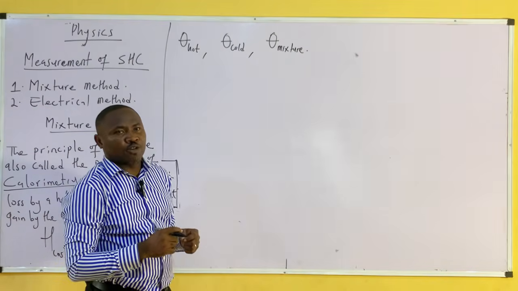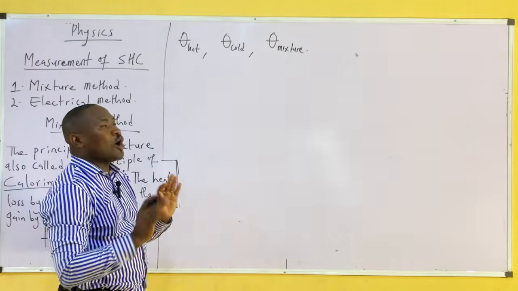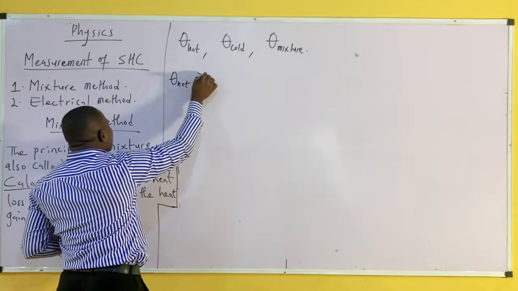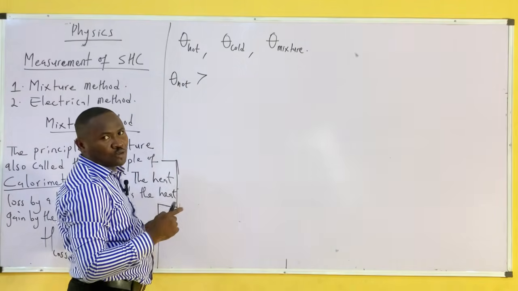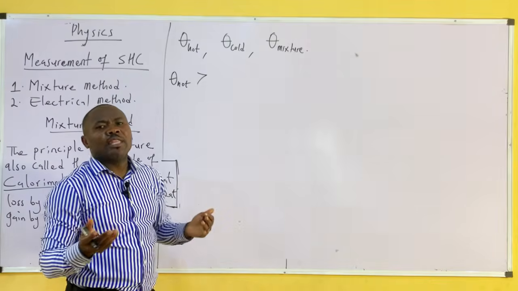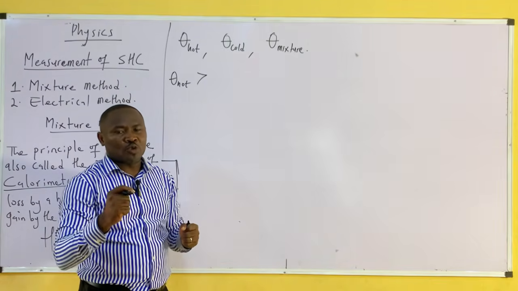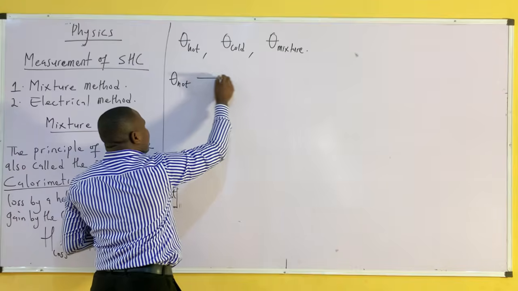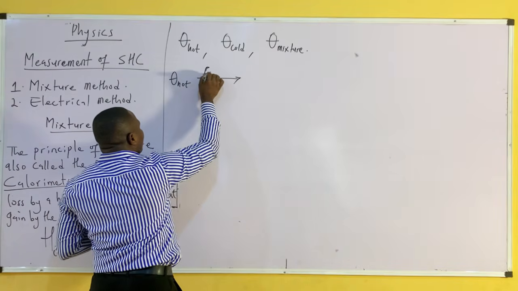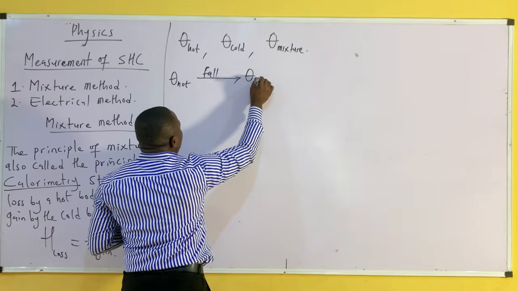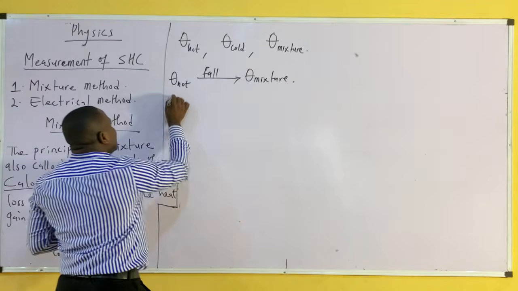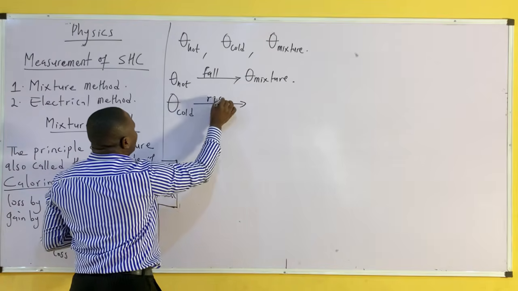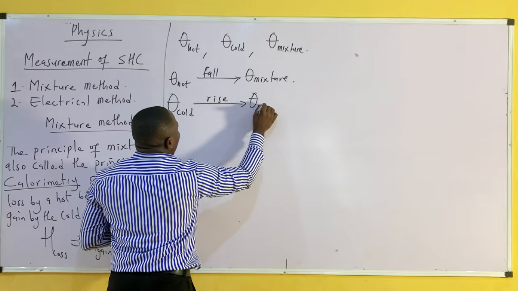That's the equilibrium temperature. Ordinarily, the temperature theta hot is greater than the temperature theta cold on its own, because it's hot. But when we mix the cold water and the hot water, what will happen to the temperature of the hot water? The temperature of the hot will fall to the temperature of the mixture. What about the temperature of the cold water? The temperature of the cold water will rise.